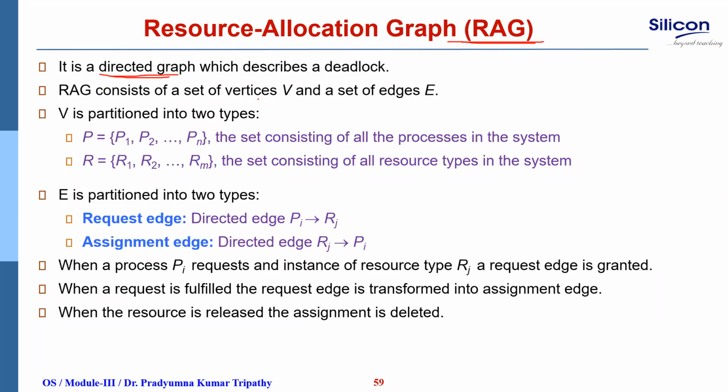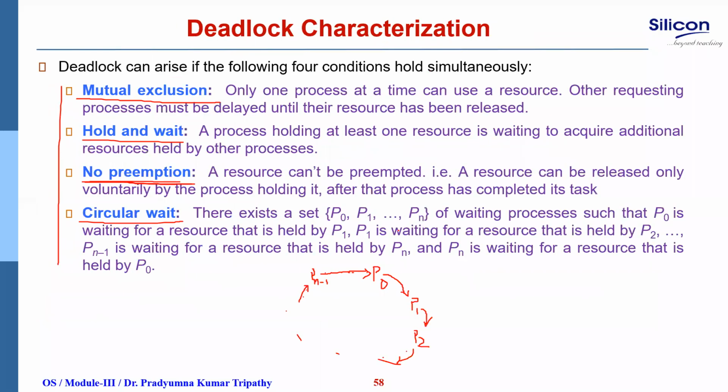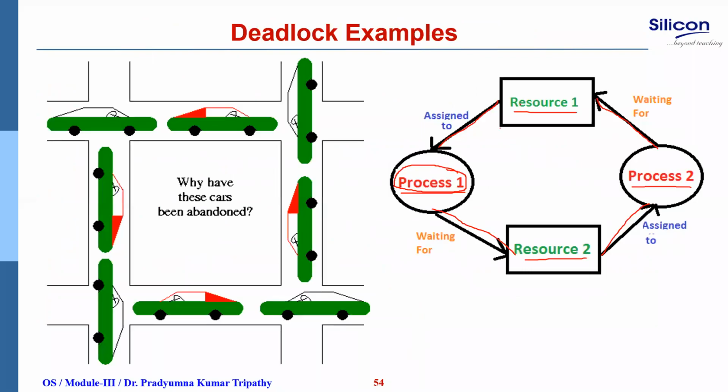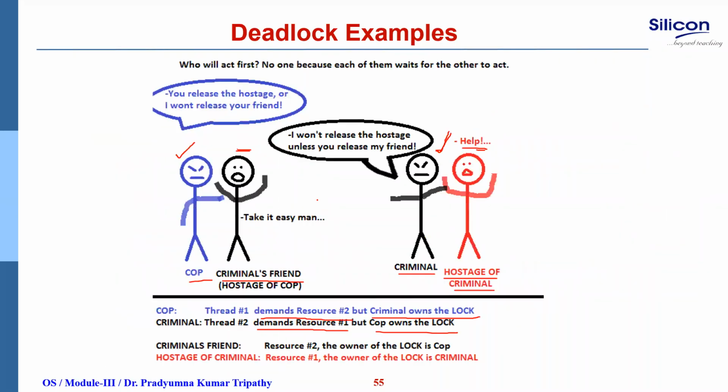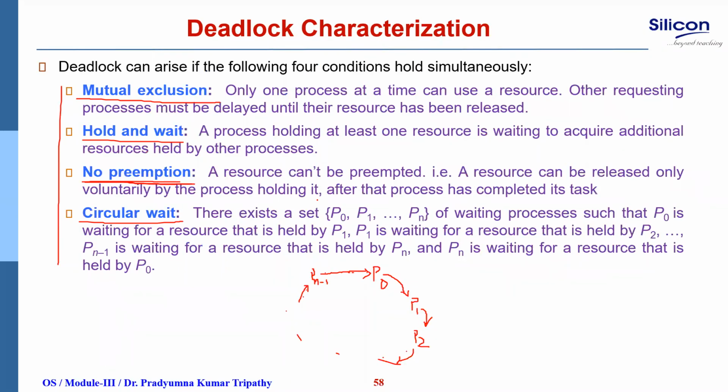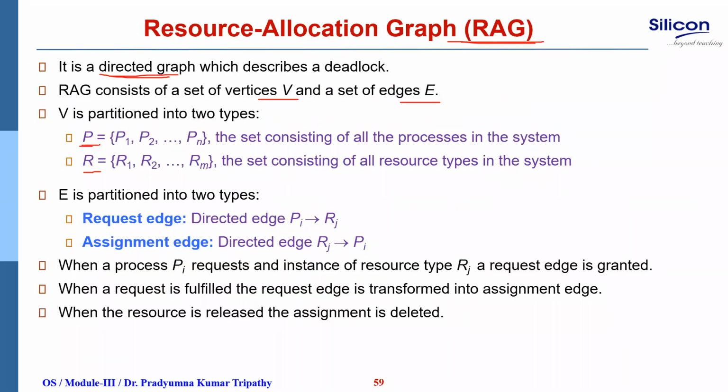It has some vertices and edges, that you know. What are the vertices? The processes and resources are vertices. Just look over here. In this example, these are vertices: process 1, process 2, resource 1, resource 2. These are vertices. So the processes and resources are vertices.